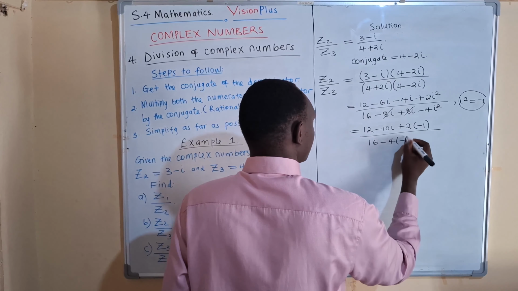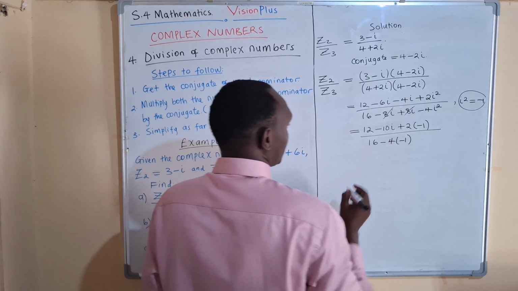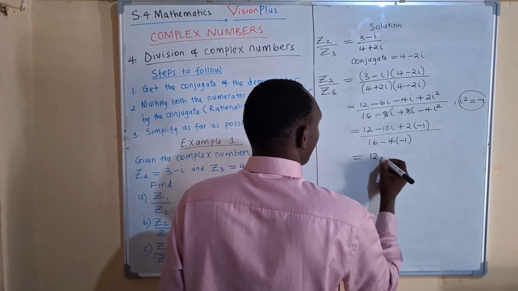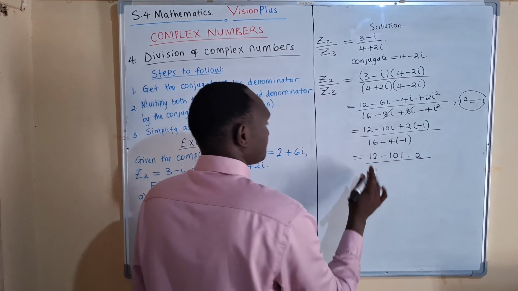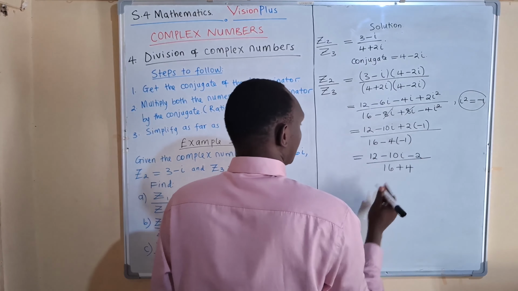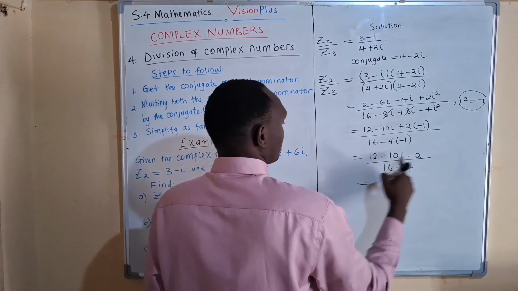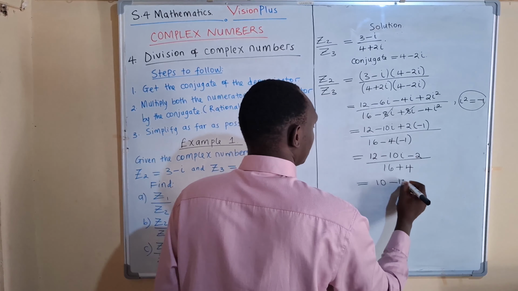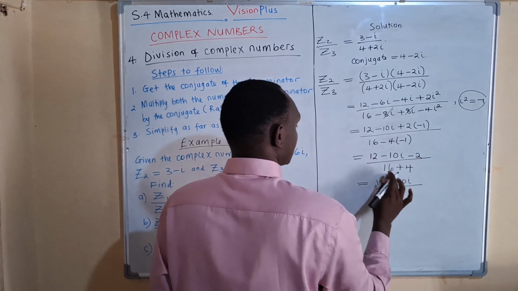But what is i squared? i squared is negative 1. So this gives us here 12 minus 10i minus 2 over 16 plus 4, negative 4 times negative 1. When we collect the like terms, 12 minus 2 is 10, then minus 10i, out of 16 plus 4, out of 20.